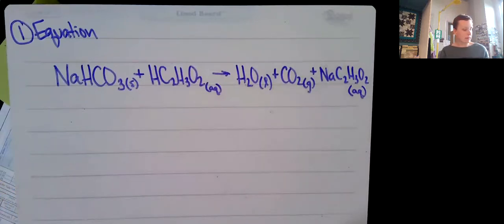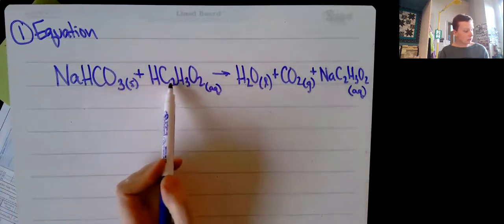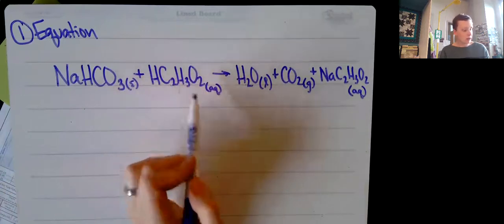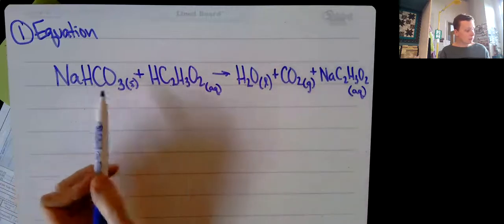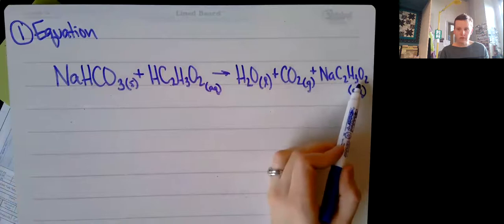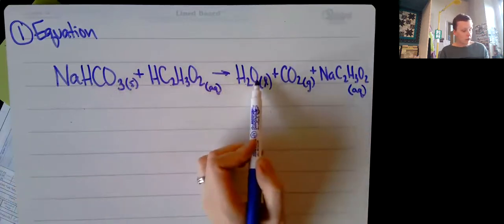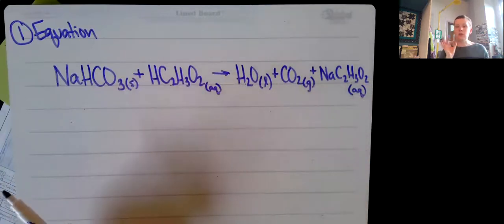Now let's check for balancing. We have 1 sodium, 1 sodium. We have 3 carbons, 3 carbons, okay? Hydrogen, 1, 2, 3, 4, 5, 1, 2, 3, 4, 5, okay? Oxygen, 3, 4, 5, 1, 2, 3, 4, 5. So it is already balanced as written, so we're lucky there.